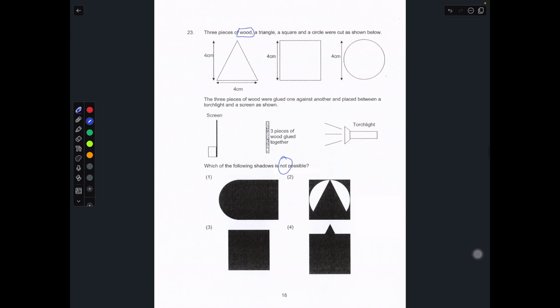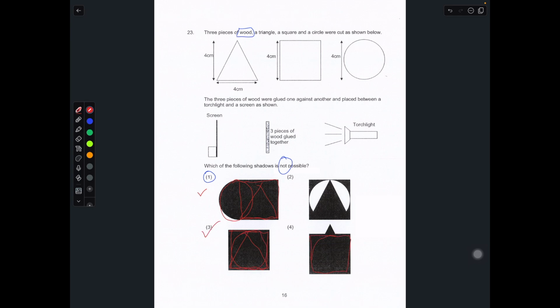Okay, this one over here, number 1, it can be possible when you have the square. Let me use red color. When you have a square and the circle appear this part, so this is possible. And then the triangle will be probably right smack in the middle. So this one can be possible too. You can put it this way. Okay, number 4 is also possible.